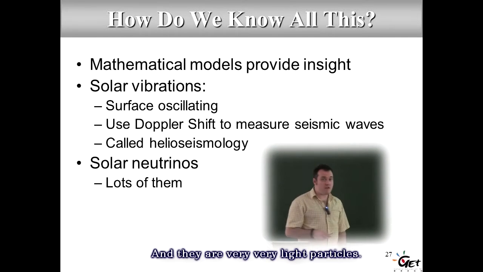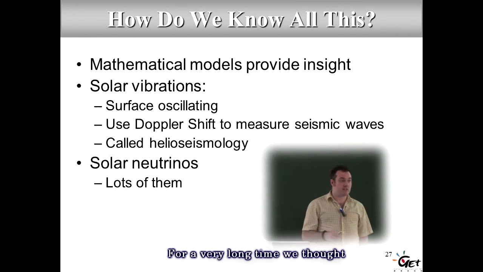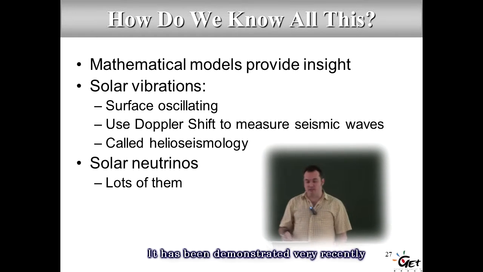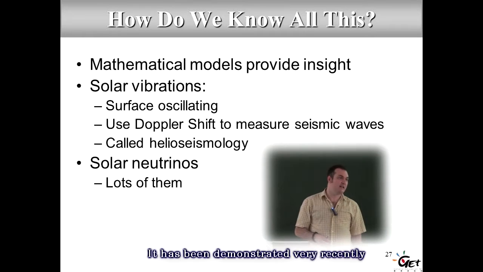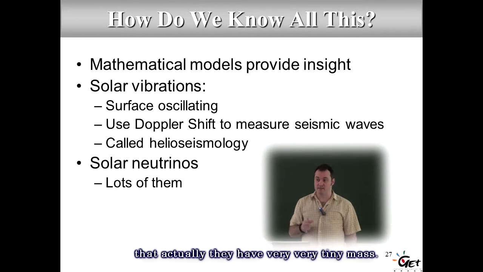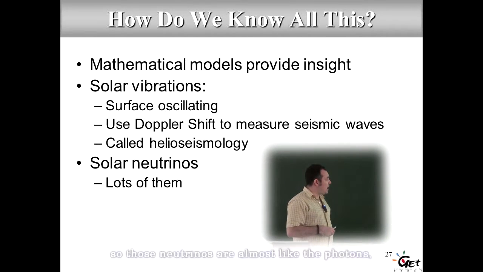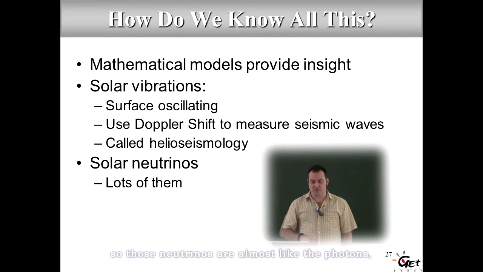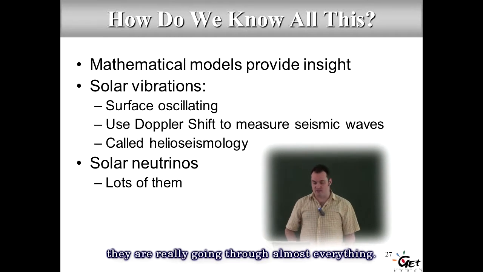And they are very, very light particles. For a very long time, we even thought that they were like photons and didn't have mass. It has been demonstrated very recently that they actually have a very tiny mass. Those neutrinos are almost like photons. They really go through almost everything.